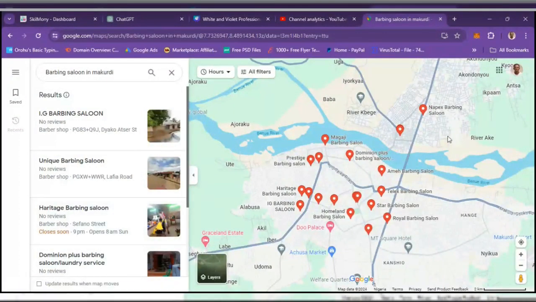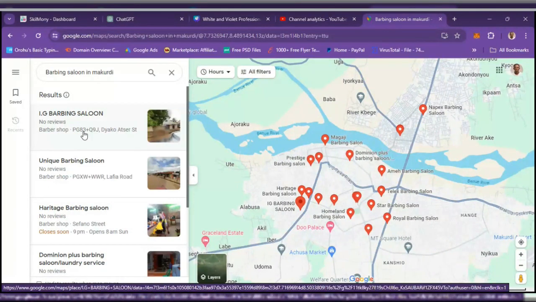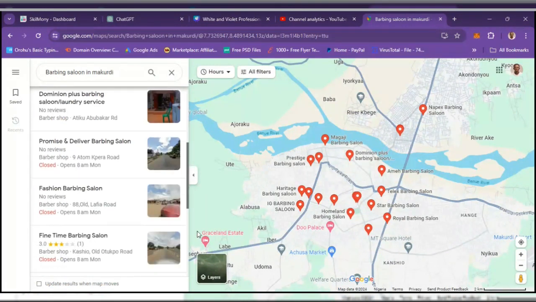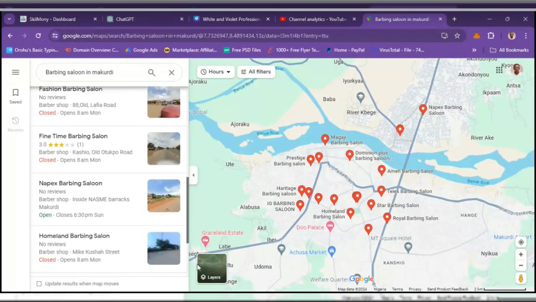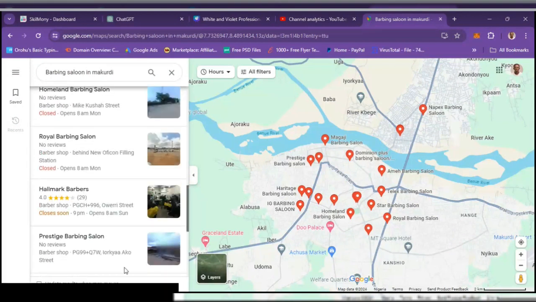So I can decide to research what people are saying based on reviews. But since there is no review here, there's nothing here to check, right? I can go down and see the ones that have reviews. Now look at this one, it is having one review, of which I believe there's not going to be any negative review. Look at this Hallmark.